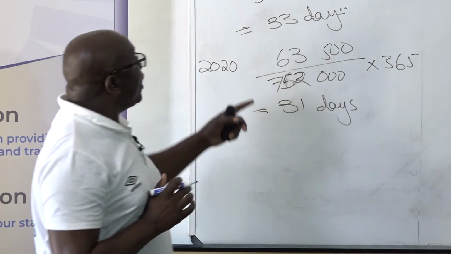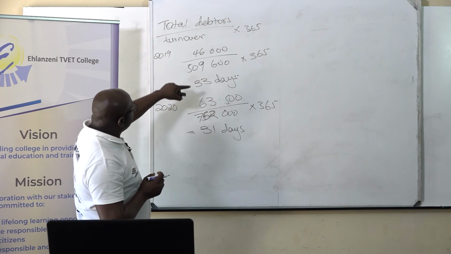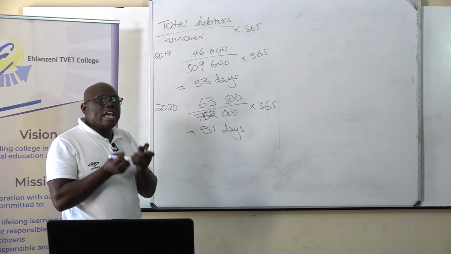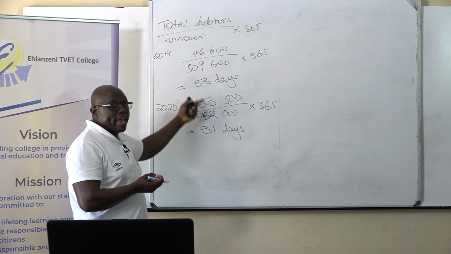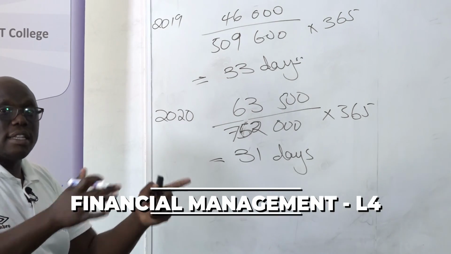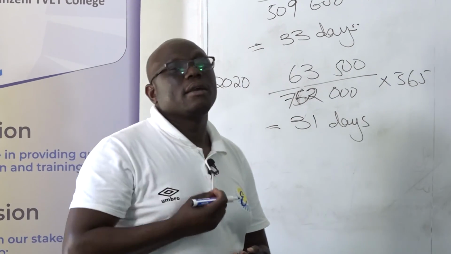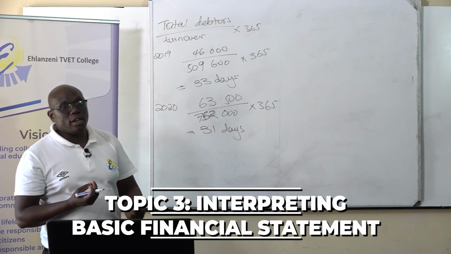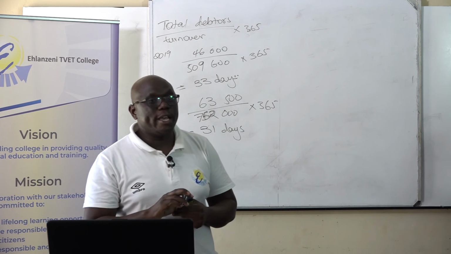When we look at this data, it tells us that the business is doing well in terms of collecting the debts from its debtors, because debtors are managing to pay their debts within 31 days, within the cycle of 30 days. So it shows that the business is performing well in terms of debt collection. This, ladies and gentlemen, marks the end of my presentation for today.